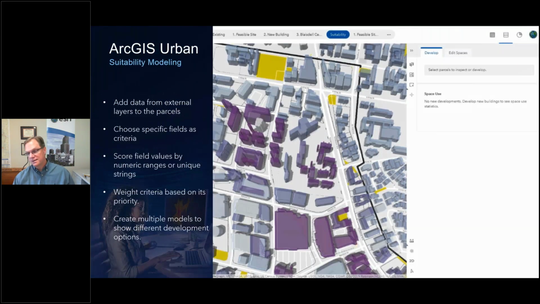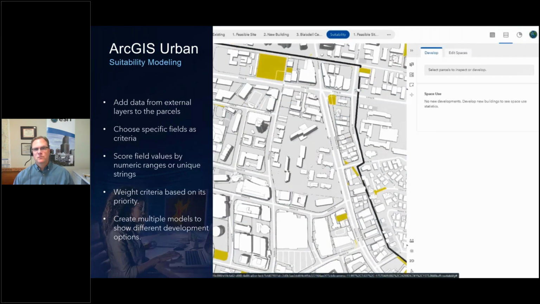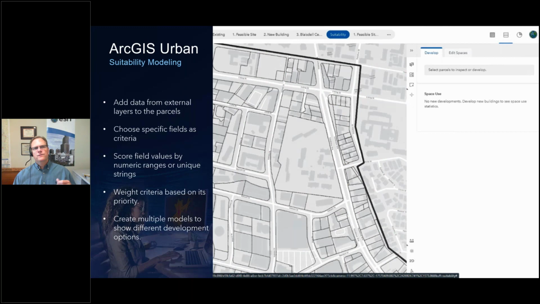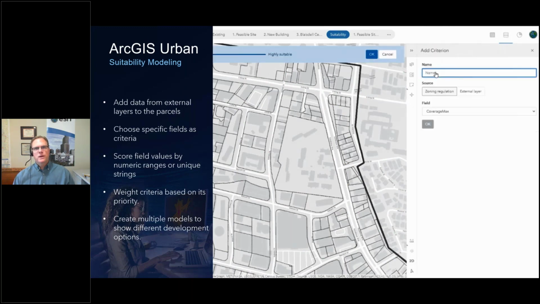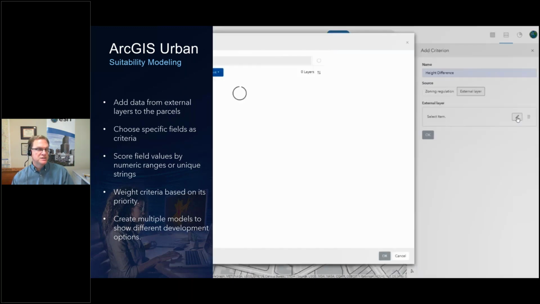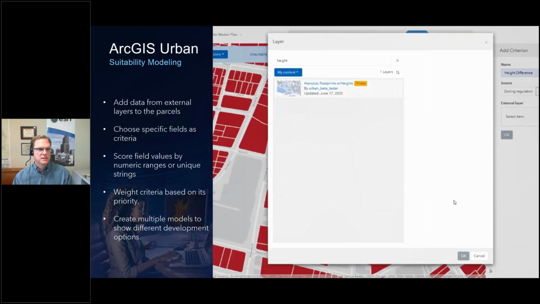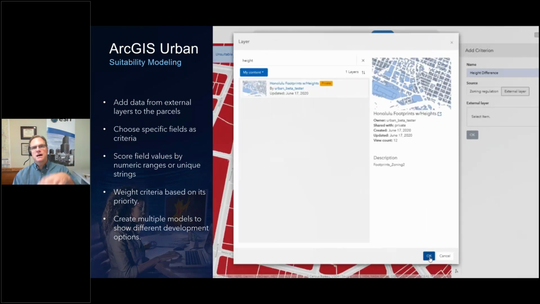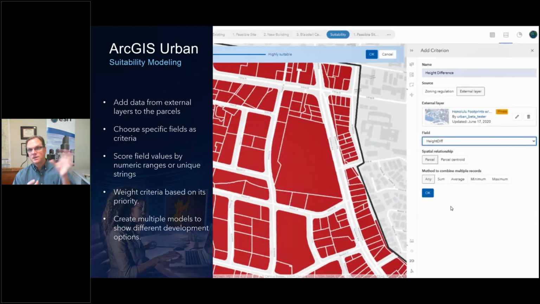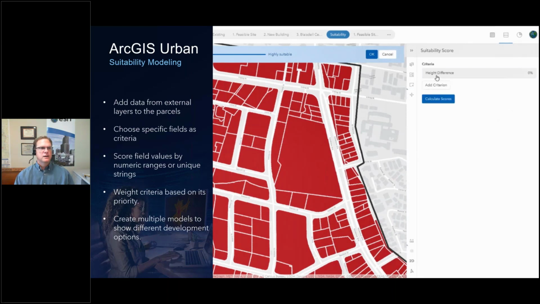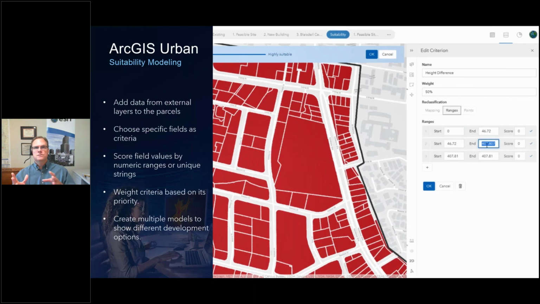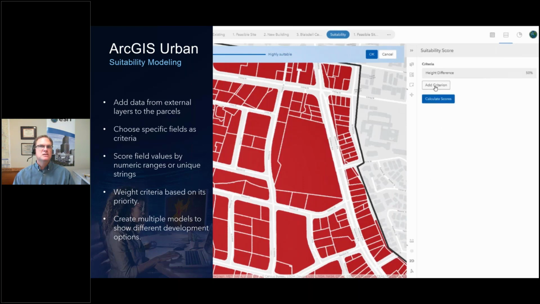The suitability modeling to me is something I'm most excited about. For those that were earlier users of Urban, we actually had this or components of this as a separate app called the Policy Validation app. Much of that functionality is in the core product now. So this allows us to take multiple external layers and multiple variables and identify the suitability of parcels based on those criteria.